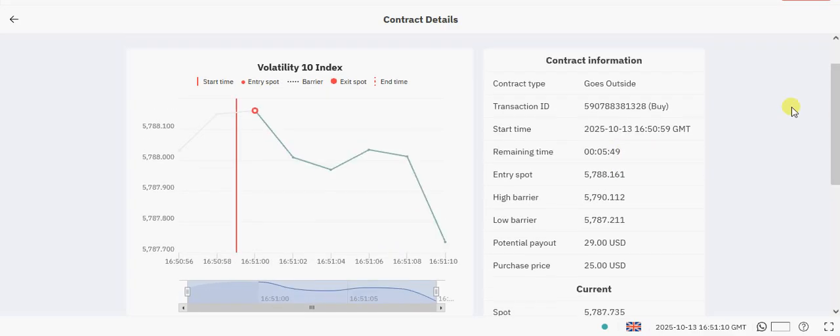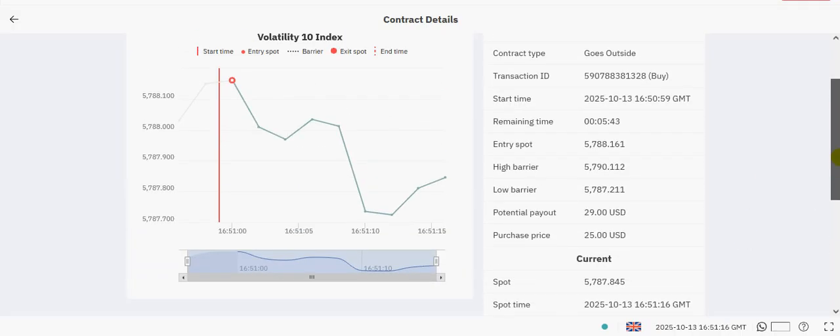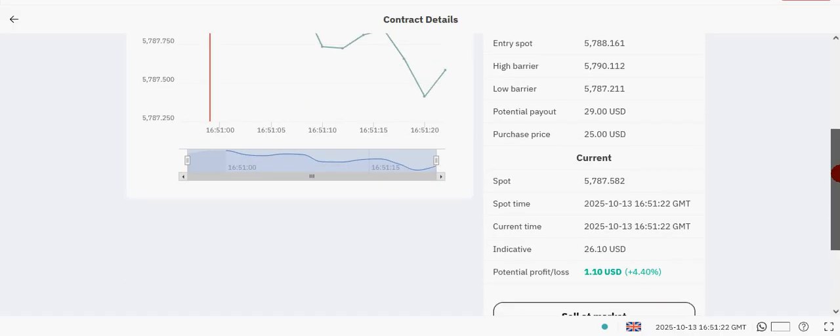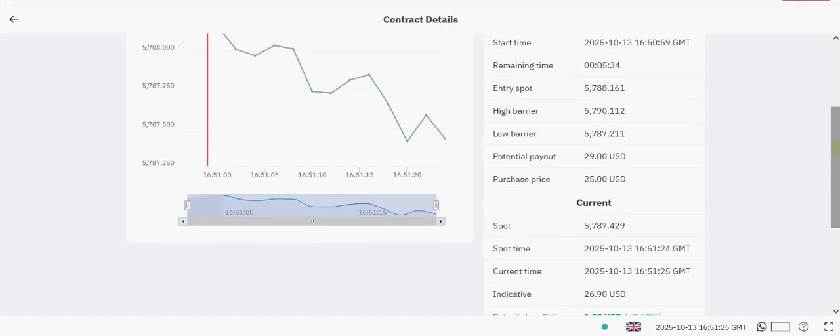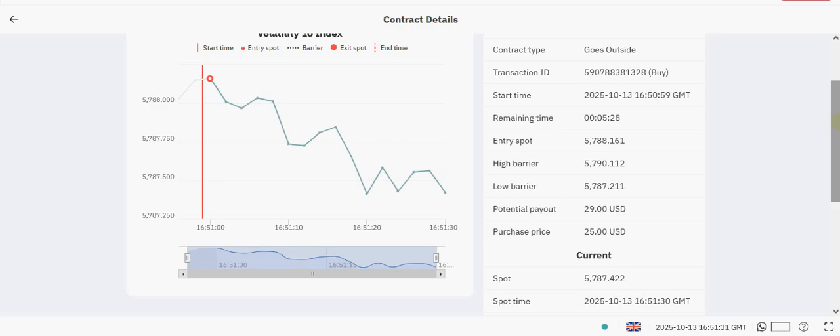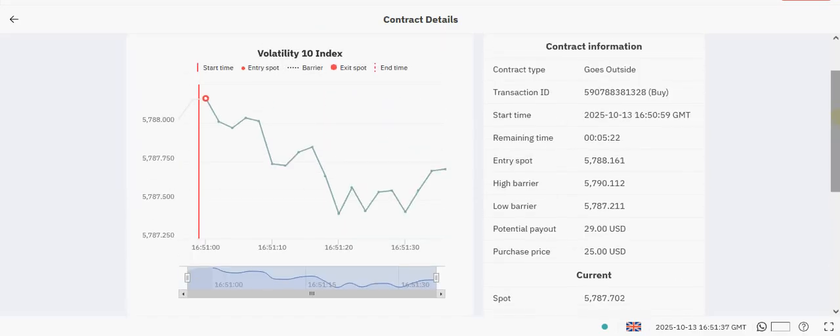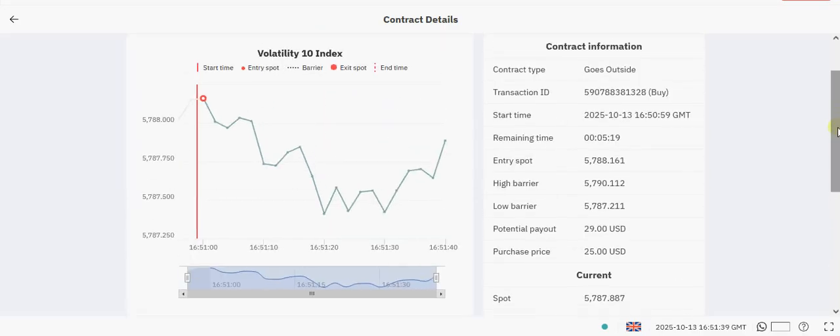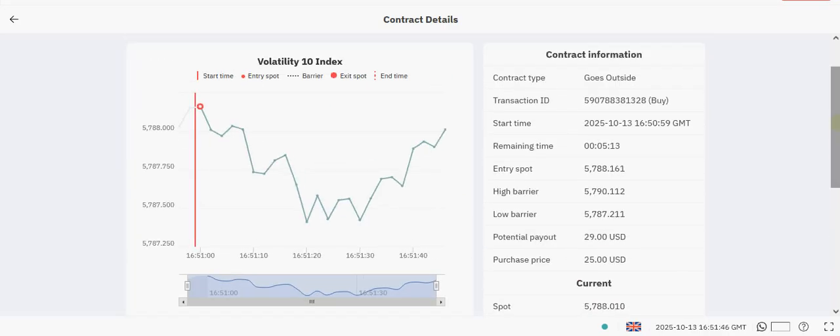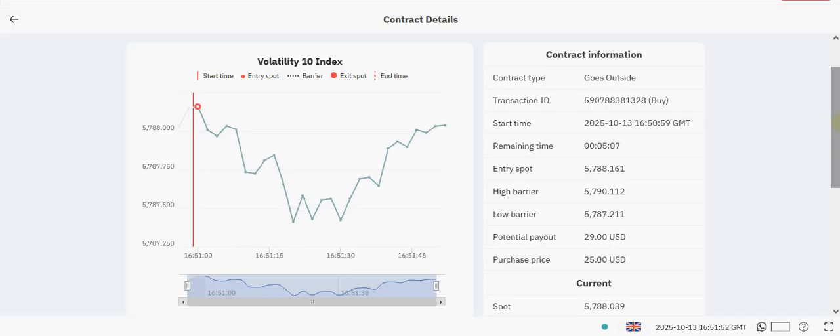There's a time count right here, and none of our barrier is visible yet. We can actually sell at market for now, but we're going to win the trade, so no need to panic. We're going to leave the trade as it is because we're already in profit. It's going right up. Probably going to hit the higher barrier.